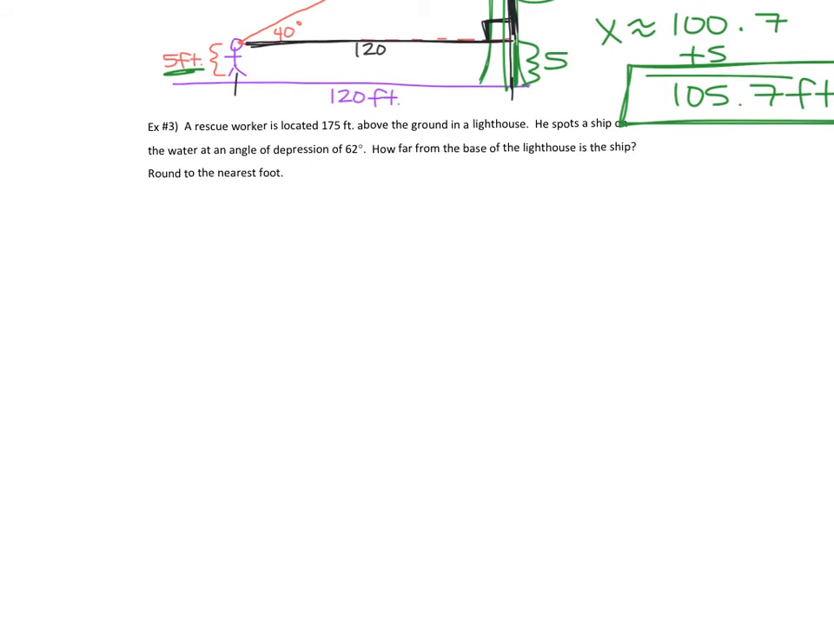Third one, last one. I'm going to see if you guys can set this picture up. Okay? It says a rescue worker is located 175 feet above the ground in a lighthouse. He spots a ship on the water at an angle of depression of 62 degrees. How far from the base of the lighthouse is the ship? See if you can set that up.